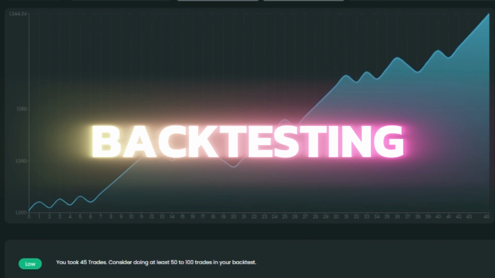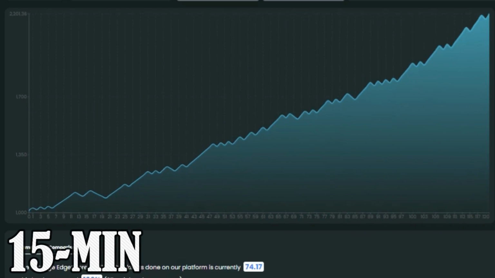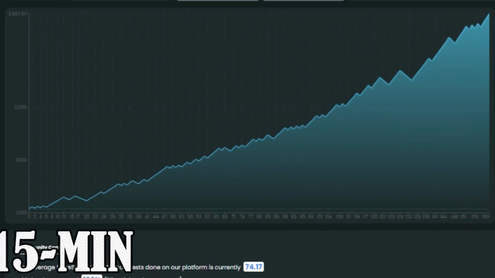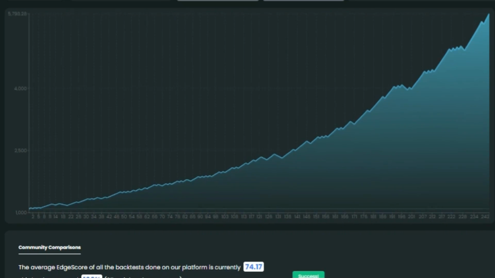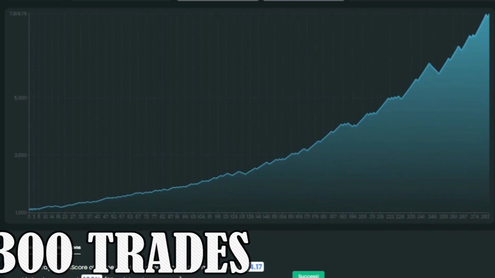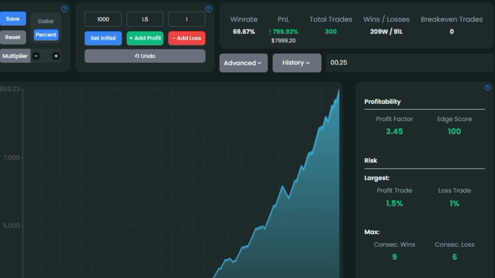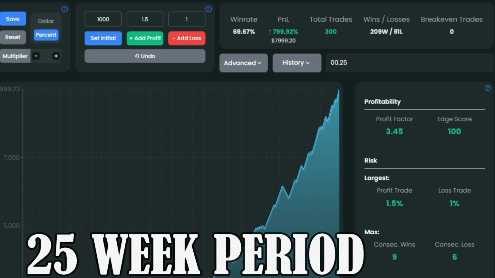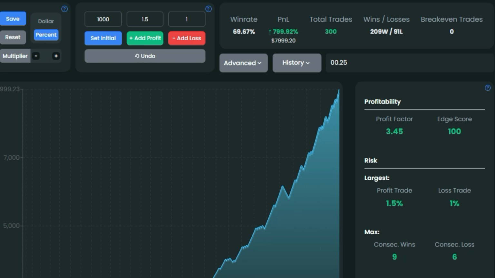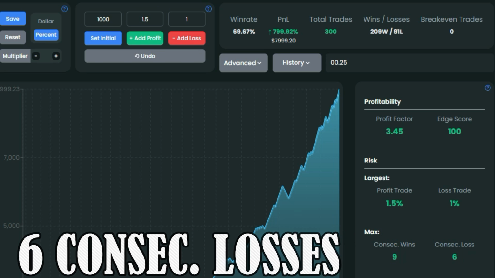But put this strategy through its paces by backtesting it on the Bitcoin chart using a 15-minute time frame and a reliable risk to reward ratio of 1 to 1.5. The results, prepare to be amazed. Out of 300 trades, we saw an outstanding 69% win rate and a whopping total profit of 799%. Throughout the 25-week testing period, our strategy demonstrated its potential with an incredible streak of 9 consecutive wins while keeping consecutive losses to only 6.